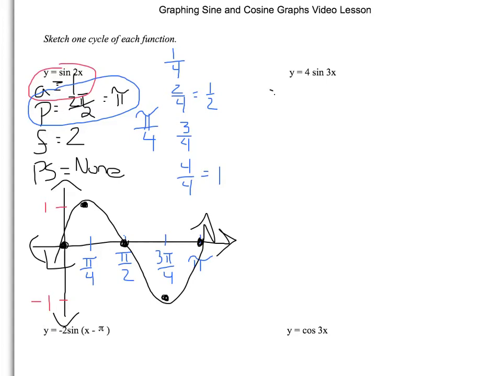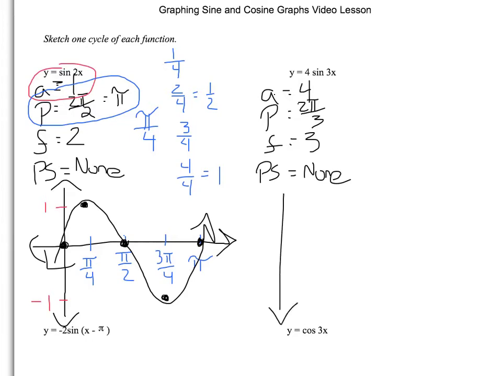So the next one I have amplitude, period, frequency, phase shift. Amplitude is 4, frequency is 3. Period, take 2 pi and divide by the frequency, 3. Phase shift again, there is none. So we draw our graph this time.